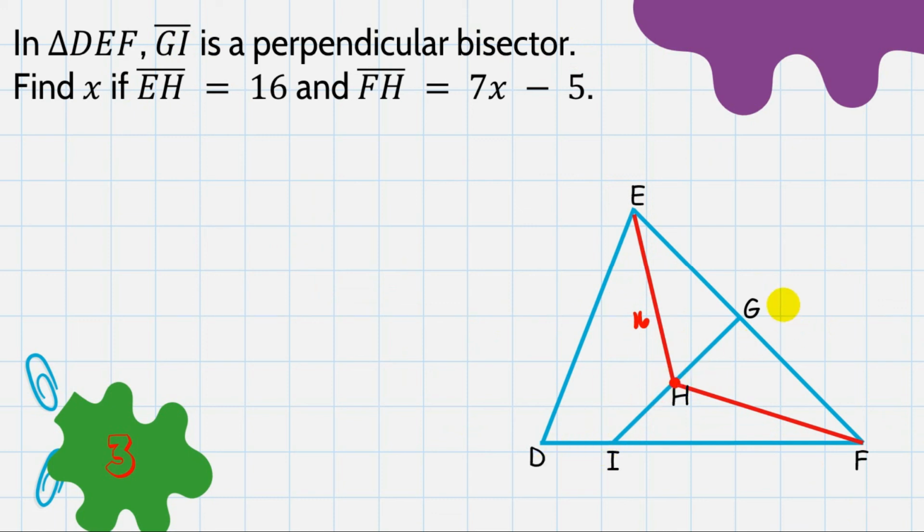So, kanina nabanggit natin yung about sa point na yan at sa magiging segment from this point up to the vertex. So, dapat alam niyo na po kung paano isolve ito. Again, EH is 16 and FH is 7x minus 5. So, what is the value of x? Again, pause this video for a while and solve for your answer.